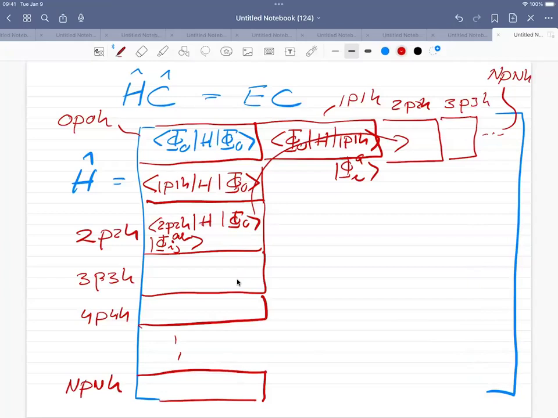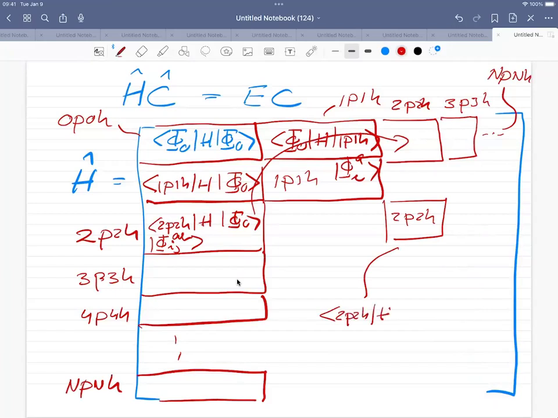Then on this diagonal, which you will have here, this is just the one particle, one hole set of matrix elements. There's going to be a new diagonal here, which is the two particle, two holes with each other. So the diagonal elements, if you look at this one, will just be a two particle, two hole state of H with a two particle, two hole state.